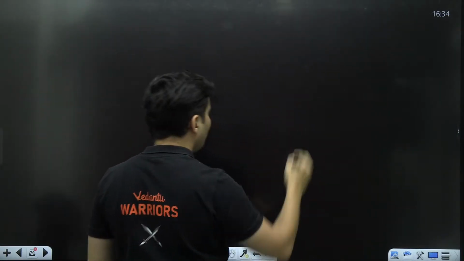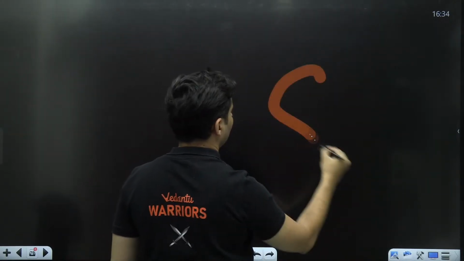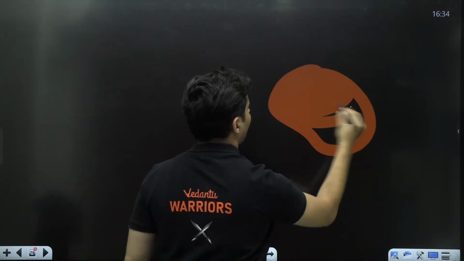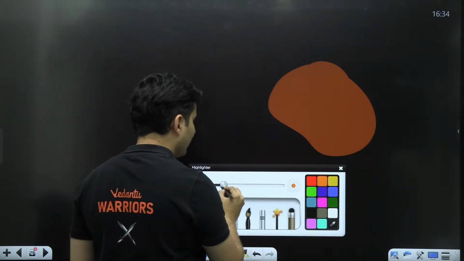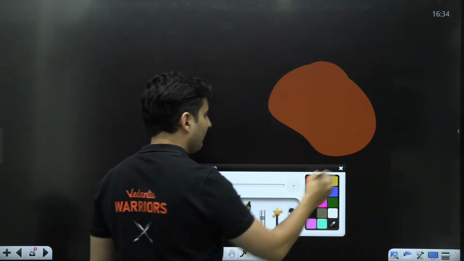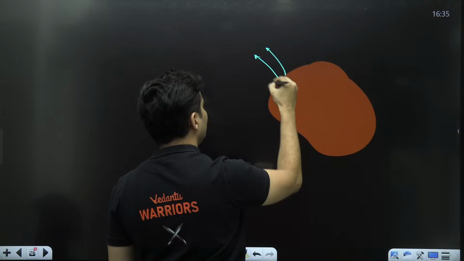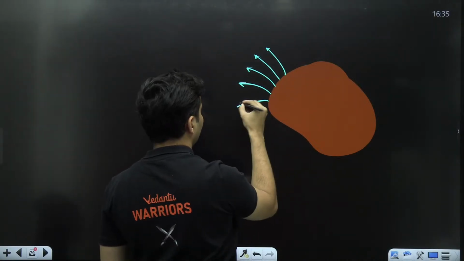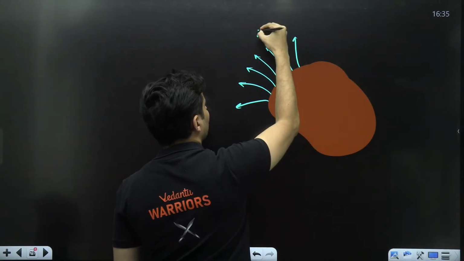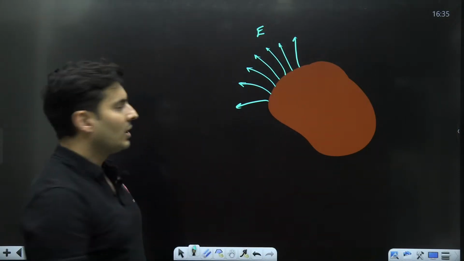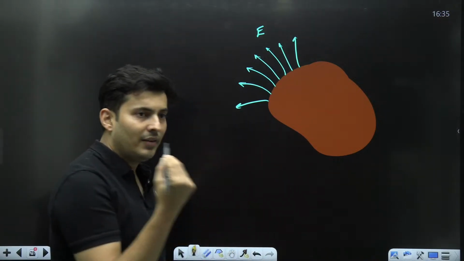Imagine we have a conductor like so. This is our conductor, and we are interested in finding out the electric field on the surface of the conductor, and we all know that electric field on the surface is basically normal. It goes something like this. There could be many more lines, I am not showing it. This is the electric field on the surface. In order to find that out, what we need is a property called the surface charge density.